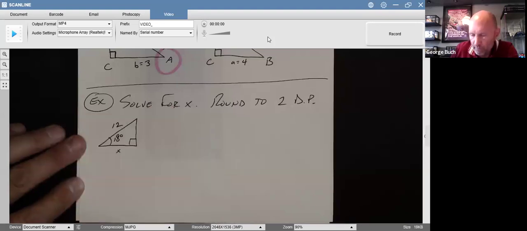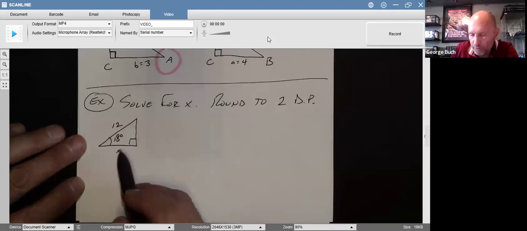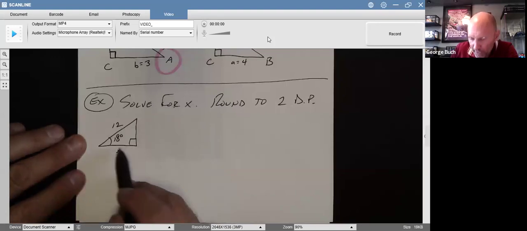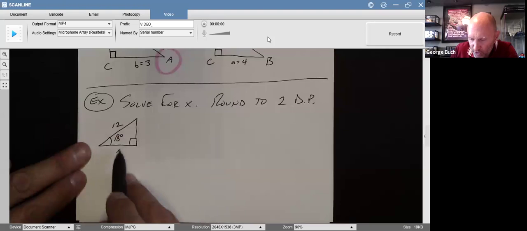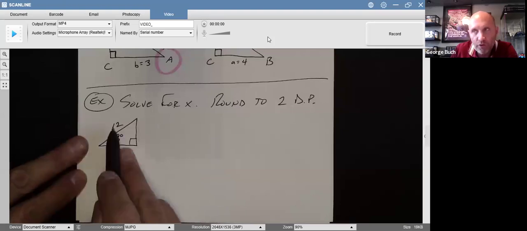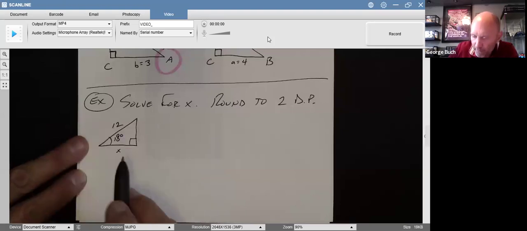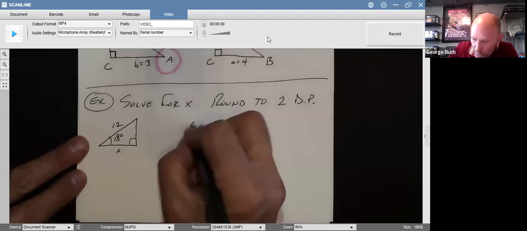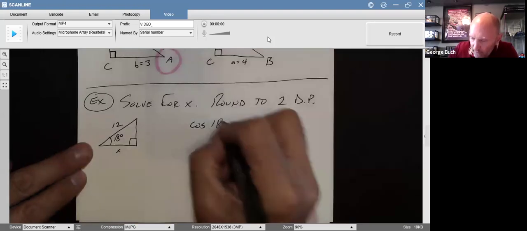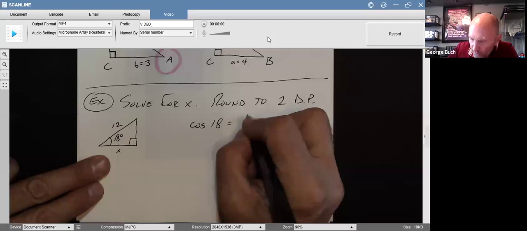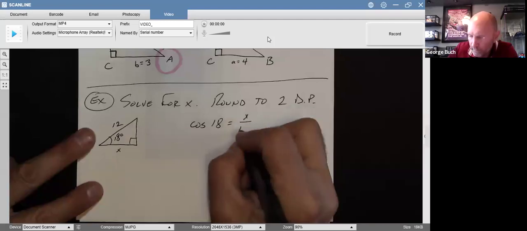So I have a right triangle, must be able to do SOHCAHTOA. What pieces do I have? Well, from the angle, I have the adjacent and I have the hypotenuse. So by SOHCAHTOA, that means what? I'm going to be using cosine. So cosine of 18 is adjacent x over the hypotenuse 12.